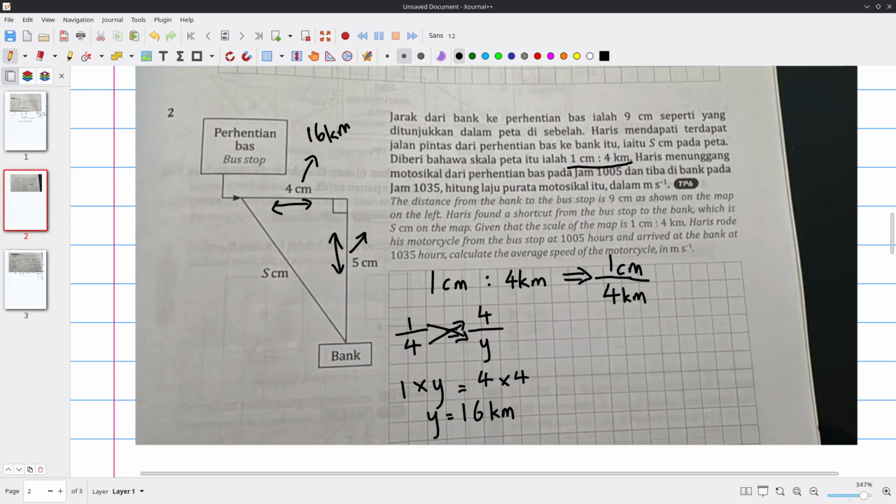Other than that, kita pun kena kira yang dia punya jarak sebenar di sini lah, which is 5 cm. But that's our fake value. What is the true value? Same thing. Tulis dulu kamu punya ratio equal to your fake situation and real situation lah.